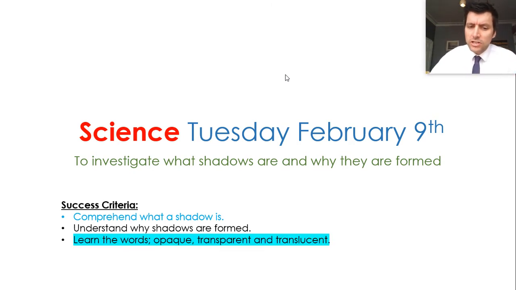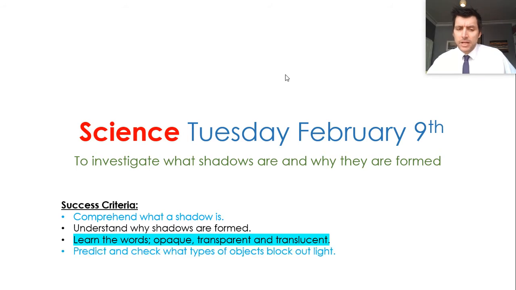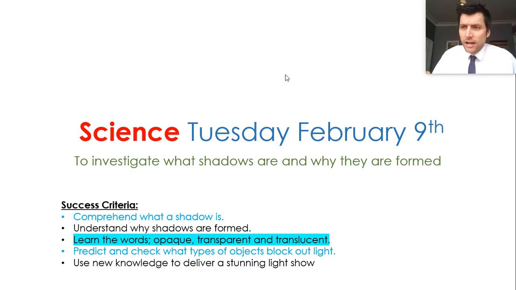You're going to learn some words: opaque, transparent, and translucent, and understand what they mean. You're going to predict and check what types of objects block out light, so which ones are opaque. And finally, you're going to use your new knowledge to deliver, I really hope, a stunning light show.